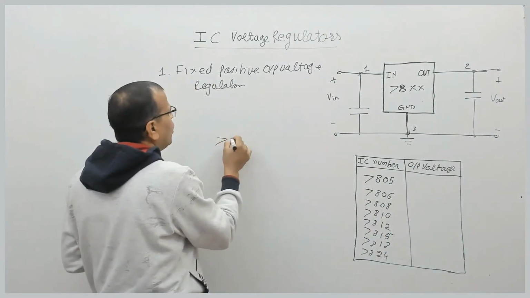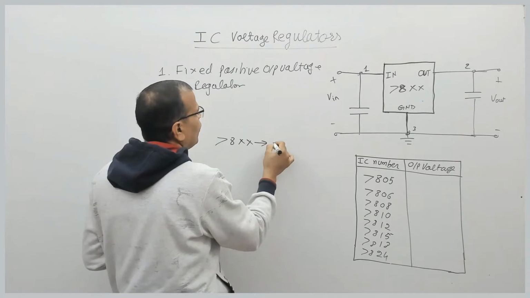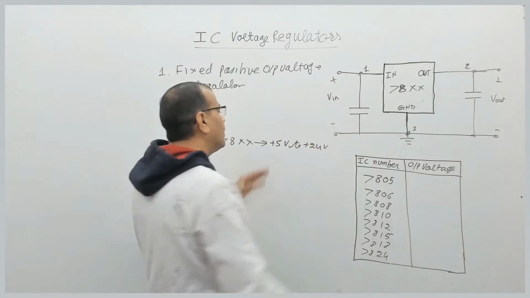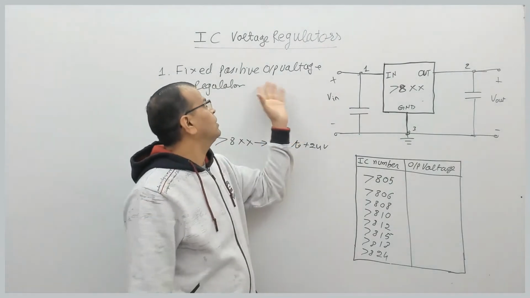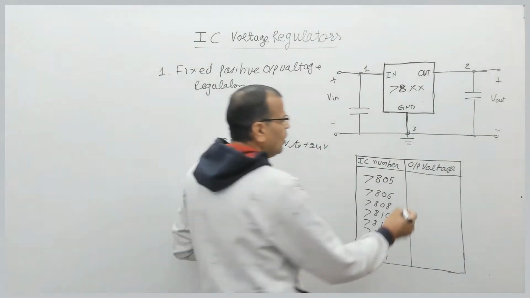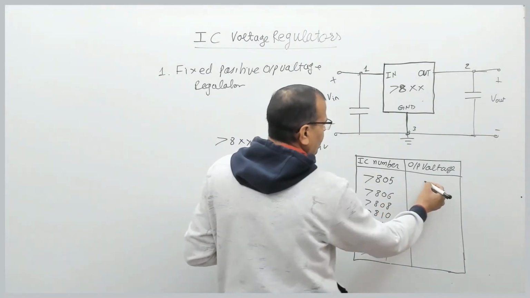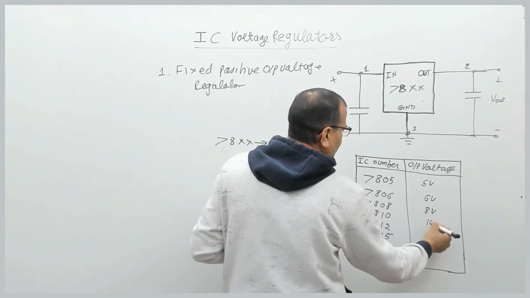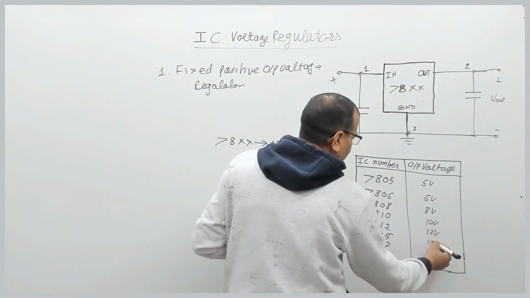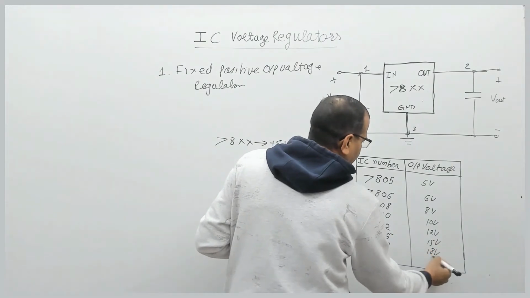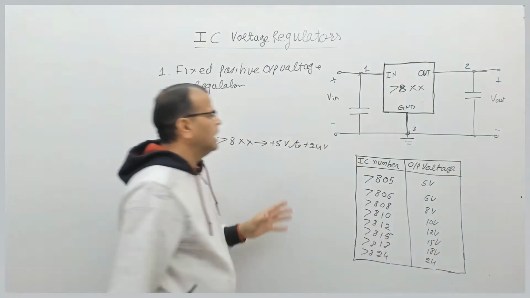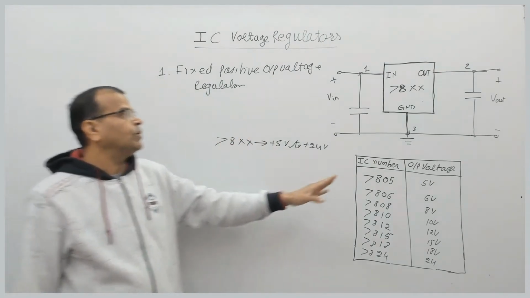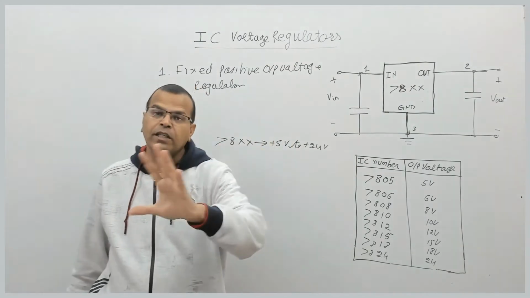So this voltage regulator, that is 78XX, gives the output voltage which varies from plus 5 volt to plus 24 volt. So there are different positive voltages. This is a positive voltage regulator. The last digits indicate the output voltage. So its output is 5 volt, 6 volt, 8 volt, 10 volt, 12 volt, 15 volt, 18 volt and 24 volt. This is your positive output voltage, but the output voltage of the regulator remains fixed, that is constant.